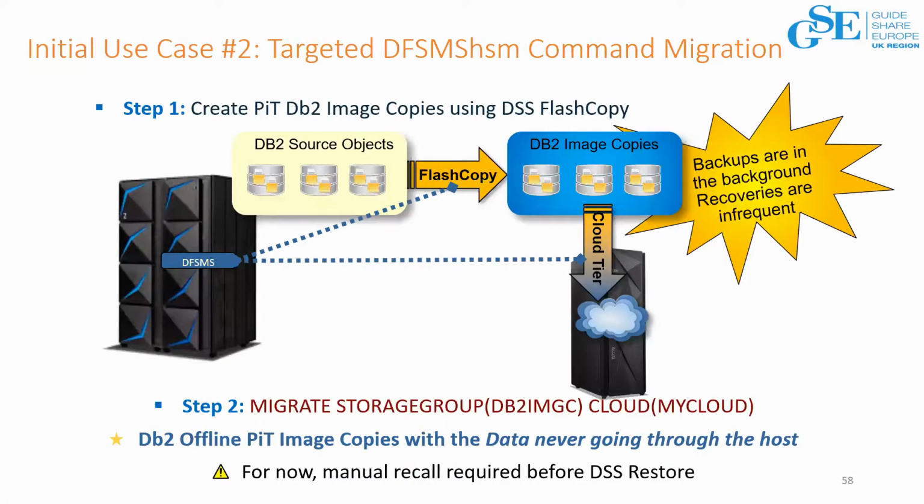And another initial TCT use case is to store DB2 image copies in the cloud without sending the data through the host. And this slide depicts how to do that. First, you'd create point-in-time DB2 image copies using flash copy. And then once the background flash copy is complete, you can issue a migrate storage group command to migrate that DB2 image copy to the cloud.